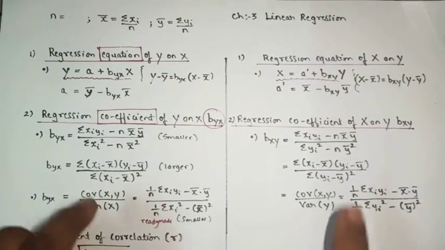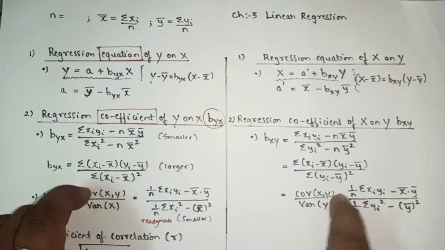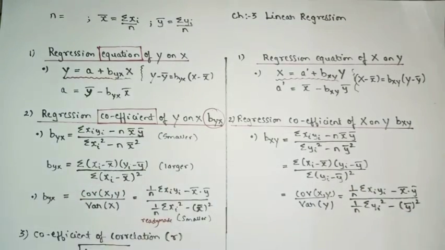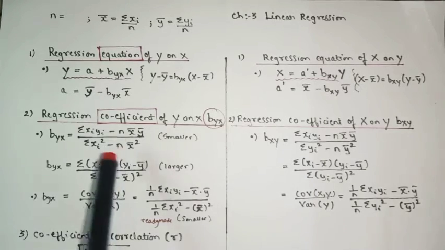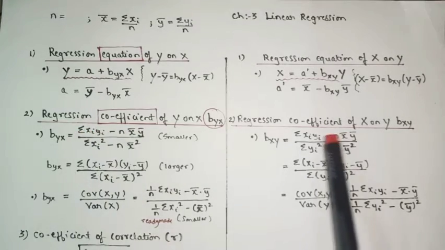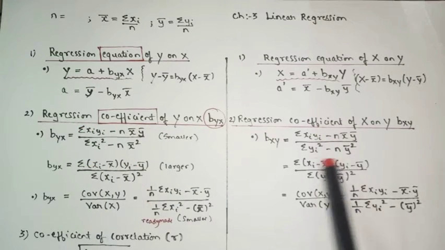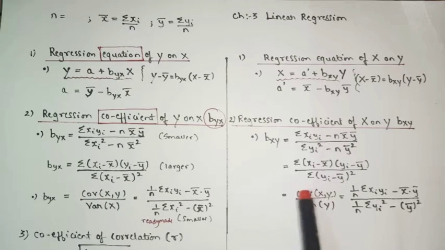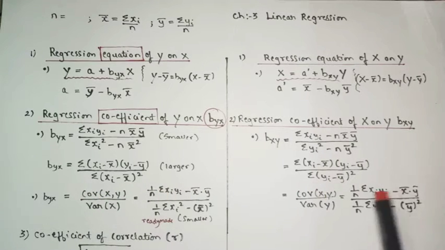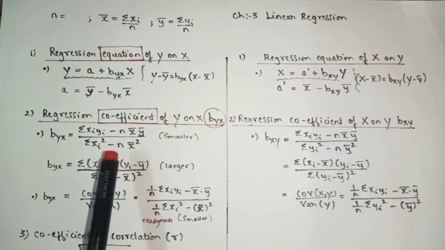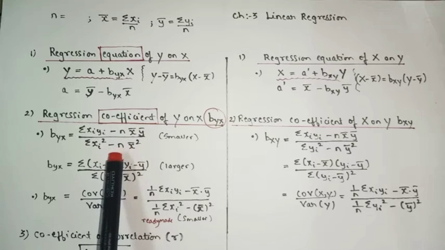Okay. Now when you see the difference here, in the regression coefficient of y on x and x on y, clearly we can see that the numerator part is the same. Can you see the numerator section? For both the cases it is the same. So what is the difference? What is the change? When you focus on the denominator, it is different.